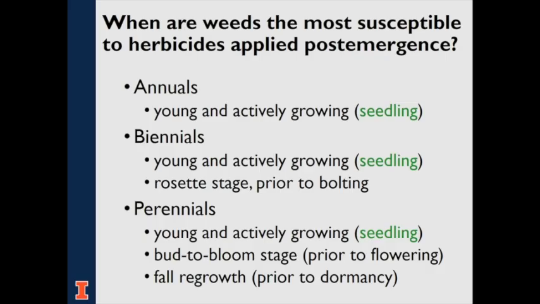Biennial weeds are also very susceptible when in the rosette stage. Good times to apply would be in the first year before frost or in the second year before it bolts. For perennials, there are 2 good times for applications, in the bud to bloom stage and also in the fall, just prior to dormancy. Systemic herbicides applied during these times are carried more easily to the roots. Again, the best control is achieved when weeds are in the seedling stage.